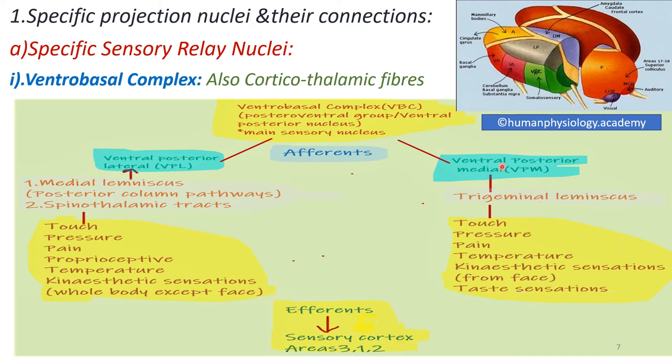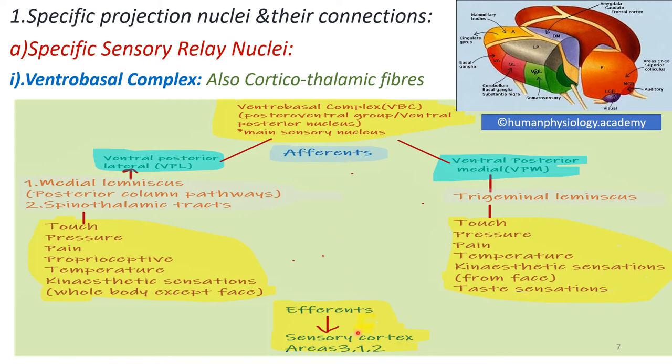Then the ventral posterior medial nucleus also receives similar sensations, that is touch, pressure, pain, temperature, kinesthetic sensations like position and movement, but these are from the face, and in addition it receives the special sensation of taste. This is carried by the trigeminal lemniscus, and then it is relayed in the first order neurons, which are the posterior medial neurons. Now these neurons, via their thalamocortical projections, relay to the sensory cortex, which is the post-central gyrus, areas 3, 1, 2. These nuclei, the ventrobasal complex, also receive corticothalamic fibers from the cerebral cortex, especially layer 4 of the cerebral cortex.